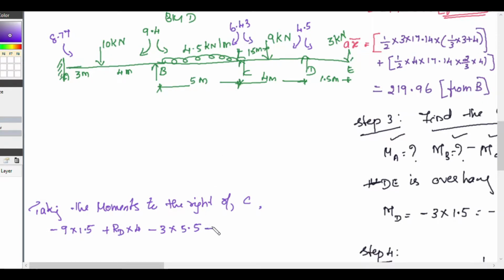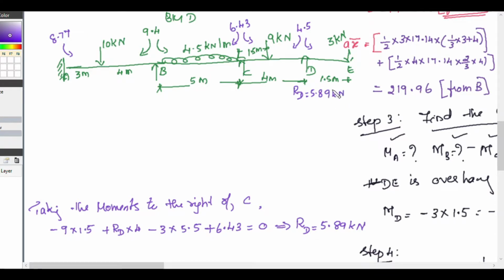So plus 6.43 is equal to 0. So from this we get RD is equal to 5.89 kilonewton. So RD is equal to 5.89 kilonewton.